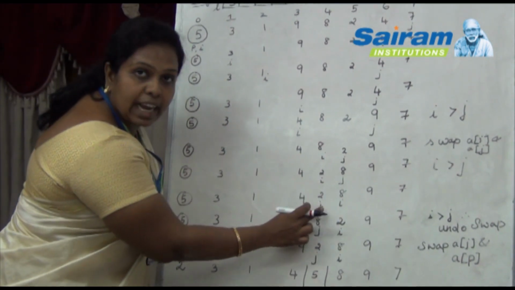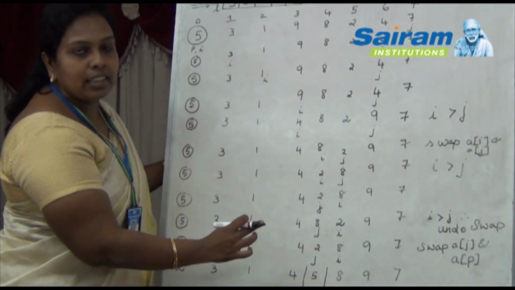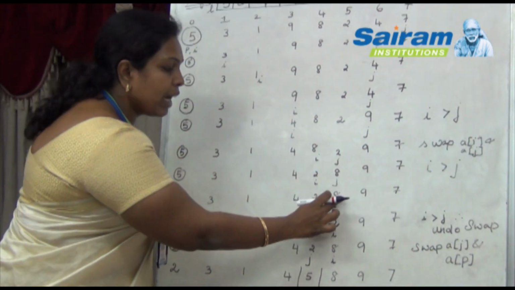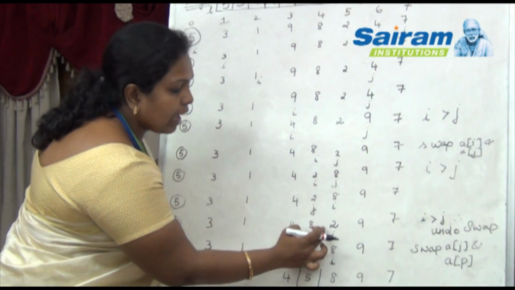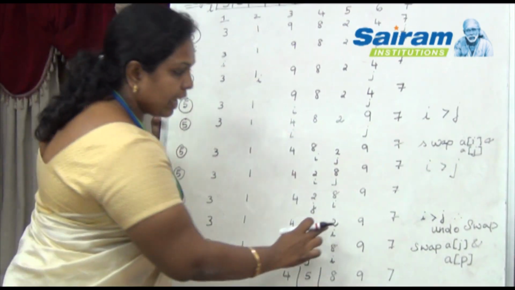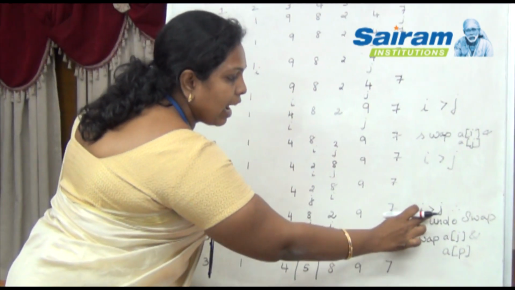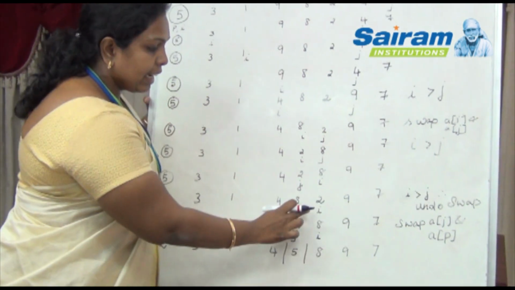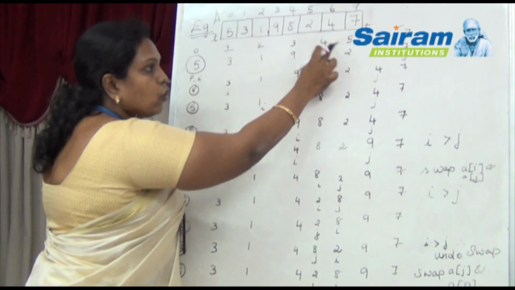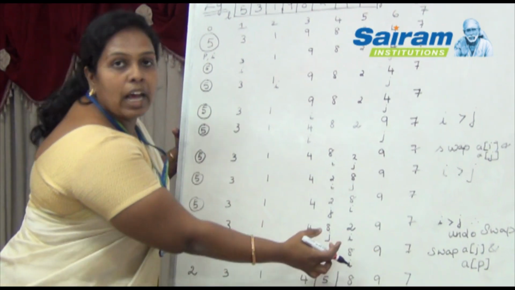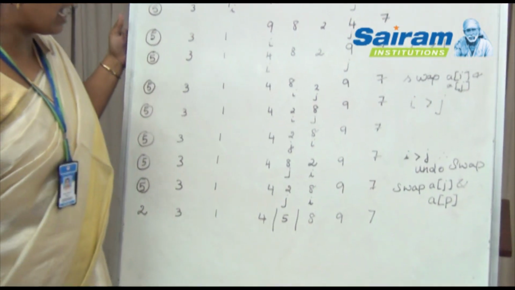Now, A of j has become less than pivot and A of i has become greater than pivot. So, you have to swap A of i and A of j. Then, you have to check whether i is greater than j. Yes, my i position is 5 and the j position is 4. So, you have to swap both i and j.